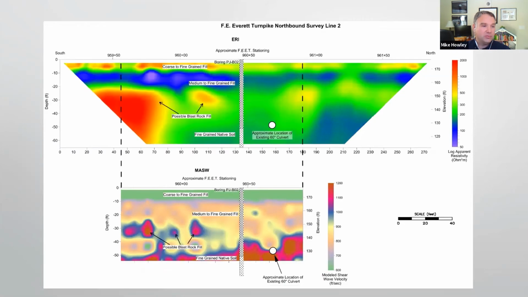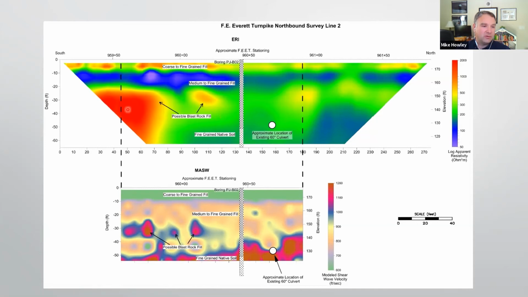Survey line 2 was acquired on the northbound side between the travel lane and the on-ramp. We do have boring control, a boring that was installed at the location of the proposed culvert that encountered medium to fine-grained fill over fine-grained native soils.